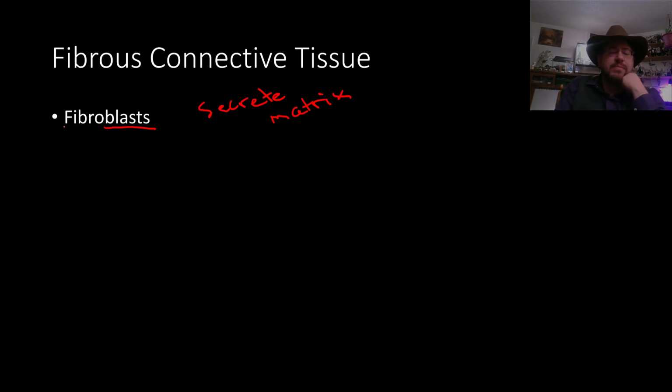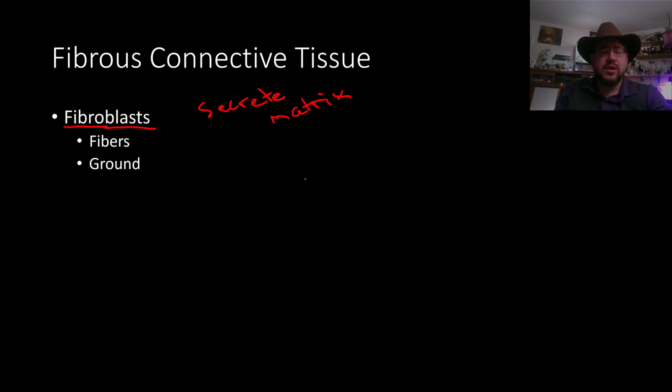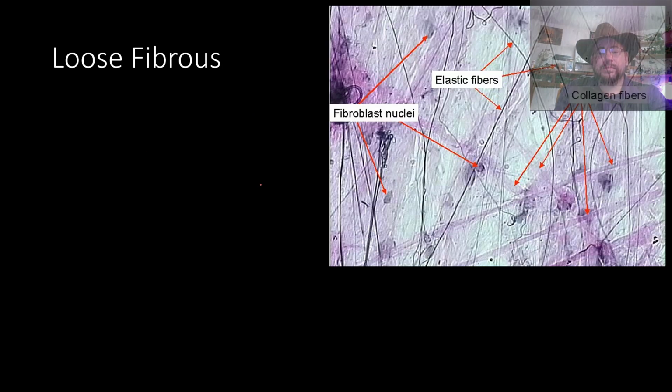So a fibroblast is a cell in fibrous connective tissue that secretes the ground substance and the protein fibers, right? So it secretes the fibers and it secretes the ground substance. And there are different types of fibrous connective tissue. So we'll start off with loose fibrous connective tissue.